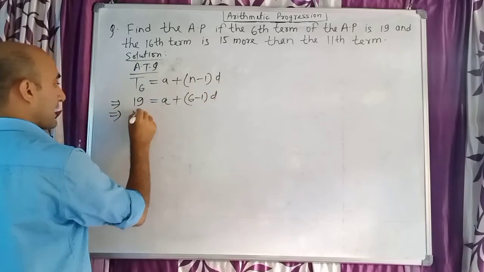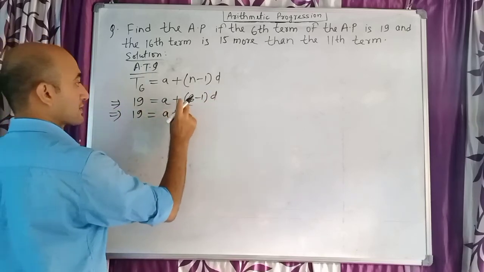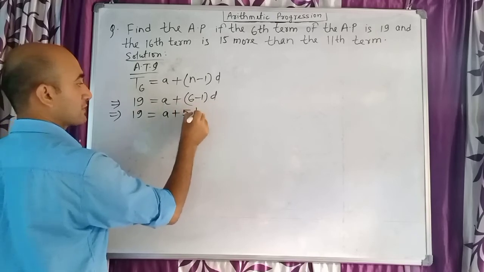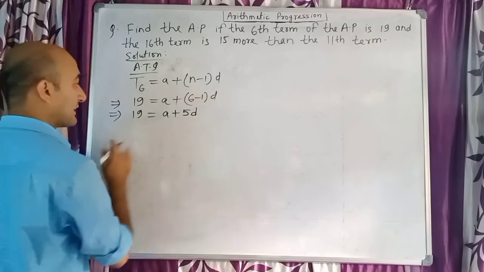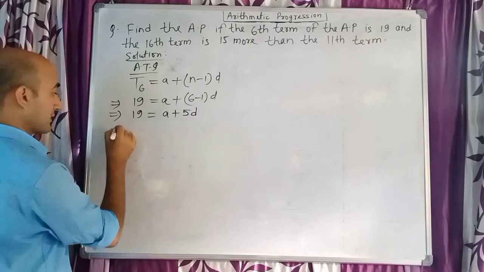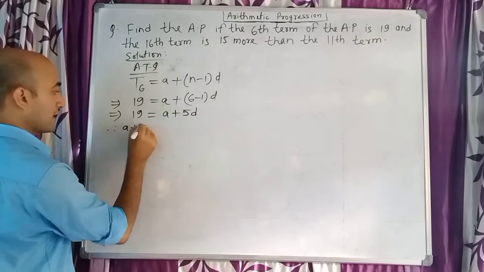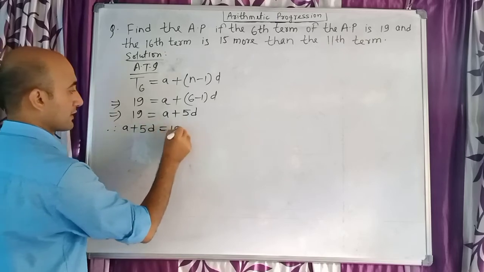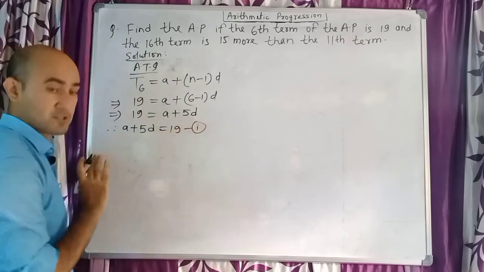Next, 19 equal to A plus 6 minus 1 is 5, 5 into d, 5d. So I will interchange it. I will bring the right hand side to left and the left hand side to right. So finally my equation 1 will come: A plus 5d equal to 19, equation 1. My first condition is over.